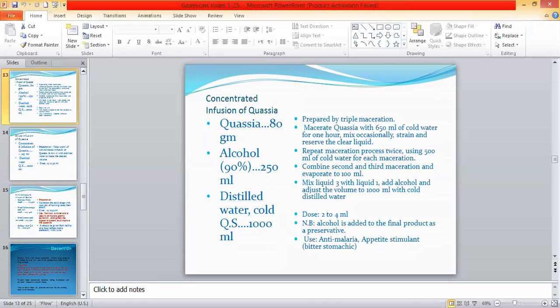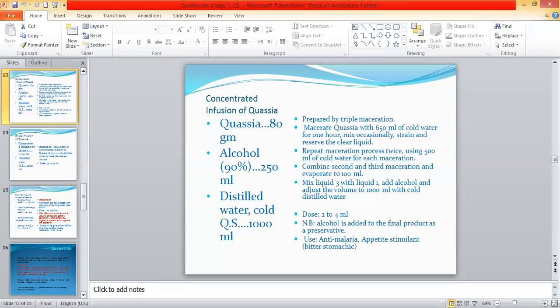What is the method? It is prepared by triple maceration method, which means the menstruum will be divided into three equal parts. Kasha is macerated with 650 ml of cold water for 1 hour, and during that hour it is mixed occasionally. Then it is strained, and the liquid is reserved. Then repeat the maceration process twice using 500 ml of cold water for each maceration, and combine the second and third maceration and evaporate to 100 ml. Then mix the third liquid with the first liquid, add alcohol and adjust the volume to 1000 ml with cold distilled water. Dose is 2 to 4 ml, and it should be noted that alcohol is added to the final product as a preservative.